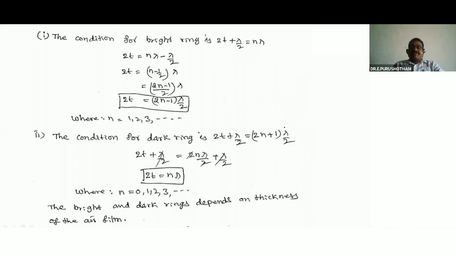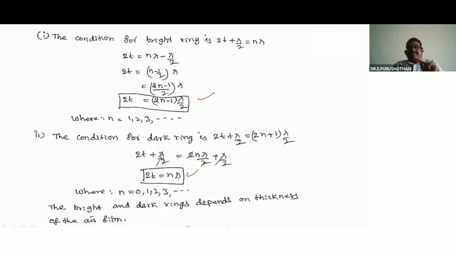Here, this is the condition for dark. According to Young's double slit, the right side is the present value. So 2t plus lambda by 2 is equal to 2n plus 1 times lambda by 2. Left side as it is, right side we can write 2n lambda by 2 plus lambda by 2. The lambda by 2 on the left and right sides gets cancelled, and the 2 gets cancelled. So 2t is equal to n lambda. This is the dark ring condition. So in these two equations, 2t is equal to 2n minus 1 lambda by 2 and 2t is equal to n lambda.